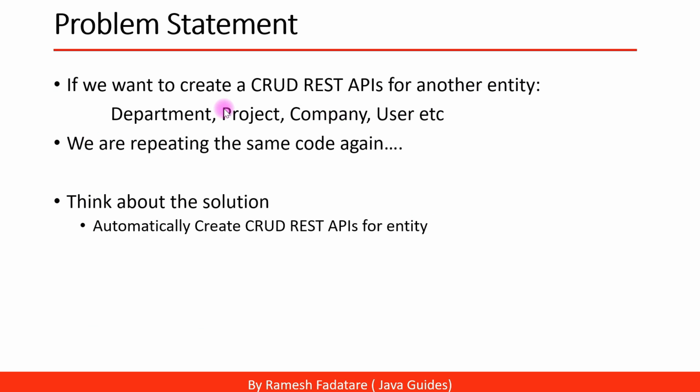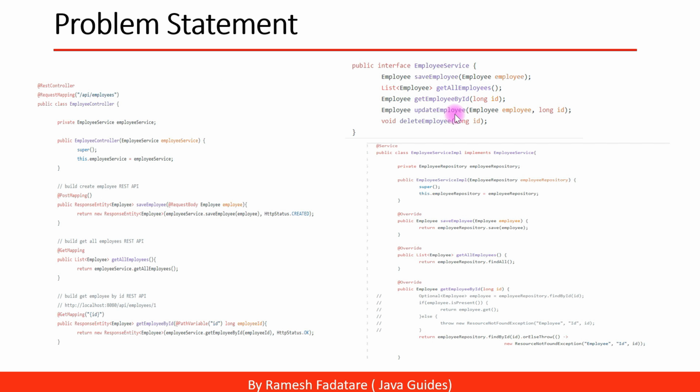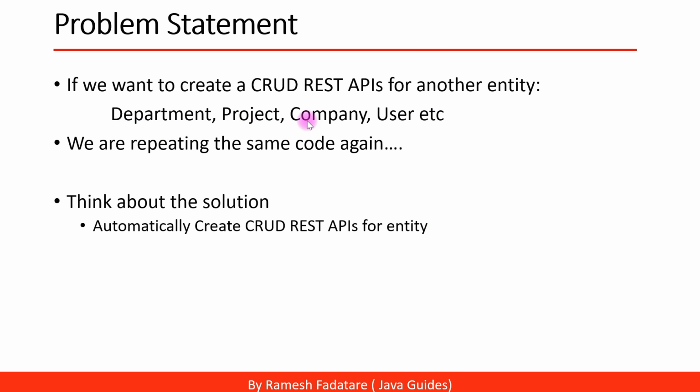Okay, and let's say if we want to create REST APIs for other entities like department, project, company, users, etc., then we need to create a controller, service interface, and service class for each of these entities.